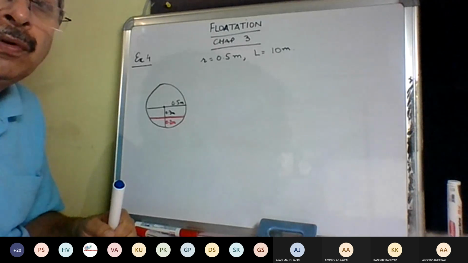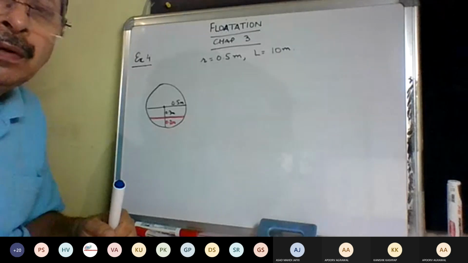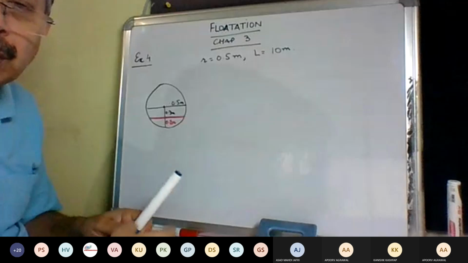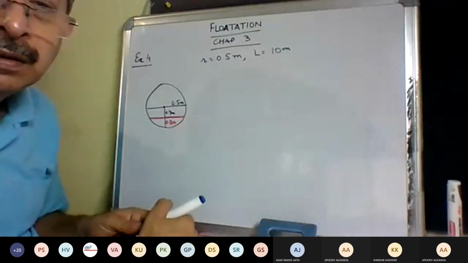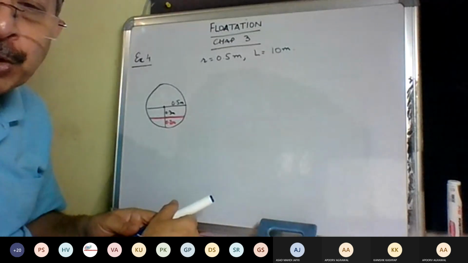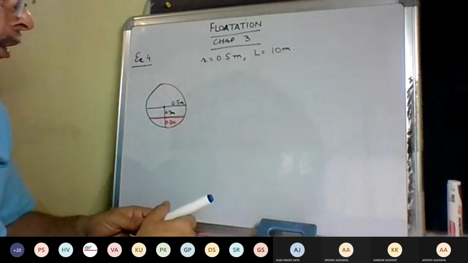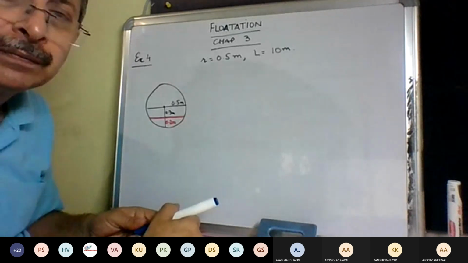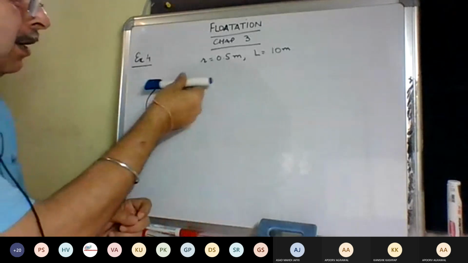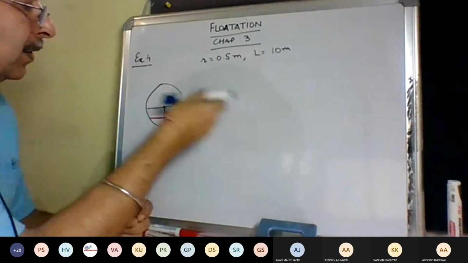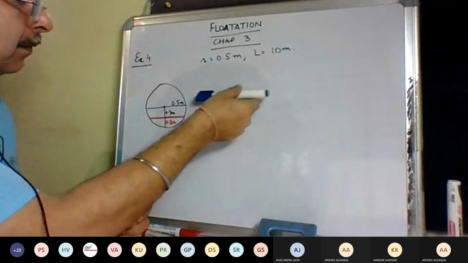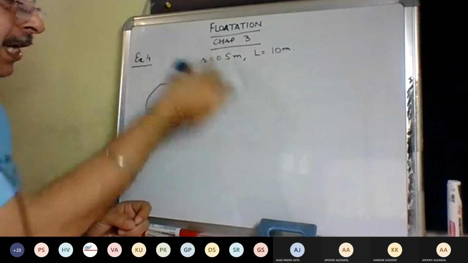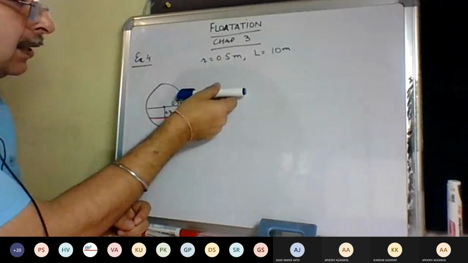So therefore, I need to find out. The question is saying floats at a draft of 0.2 meters with its axis horizontal. Axis horizontal का क्या मतलब होता है? Axis horizontal का मतलब है ये पाइप ऐसे जा रही है. This is the axis of it. Axis vertical मतलब ये ऐसे float कर रहा होता. वो तो ऐसे गिर जाता. तो ये axis horizontal है. This is like this.